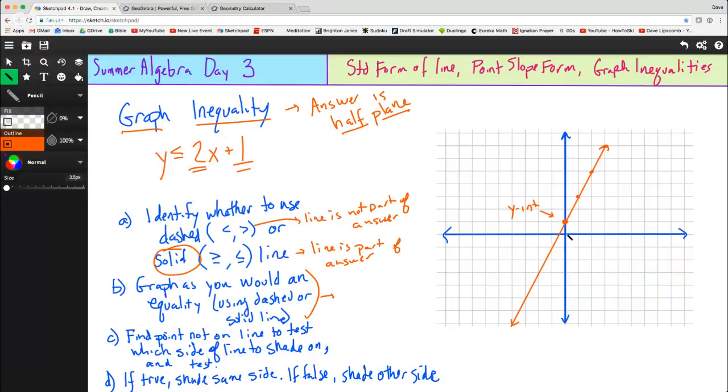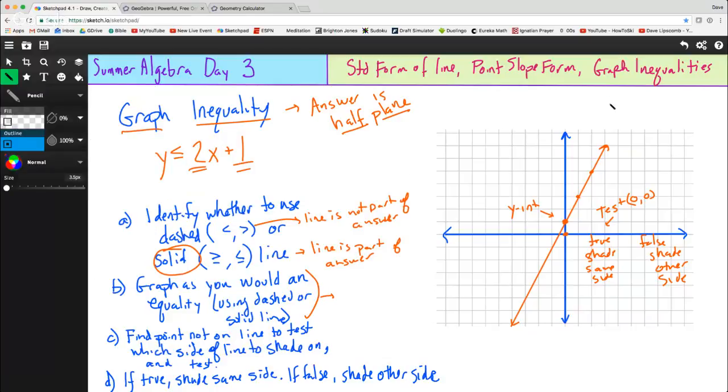So I always like to try the point 0, 0. As long as 0, 0 is not on the line, we're going to test 0, 0. And if it's true, then we shade the same side. So if it's true, we'll shade over here. But if it's false, we shade the other side. So if 0, 0 makes this true, we'll shade over here. And if 0, 0 makes it false, we'll shade over here. So let's see what happens.